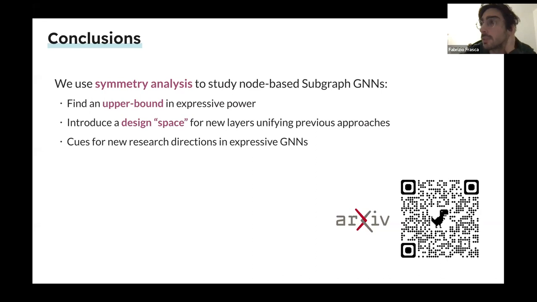Maybe what I would add is, first of all, I don't think that subgraph GNNs in general are the best way at the moment for provably expressive GNNs, and we should only focus on them. No, I think they have good advantages with respect to other models, in particular with respect to higher order GNNs, because they are more tractable and they have a better inductive bias.